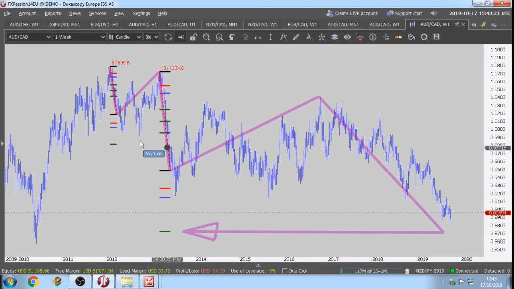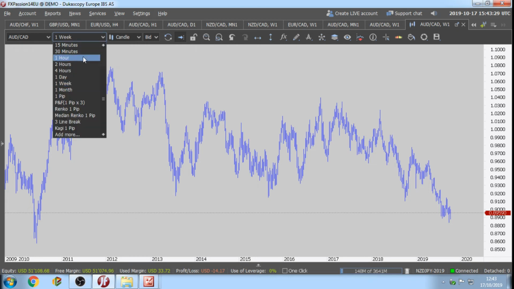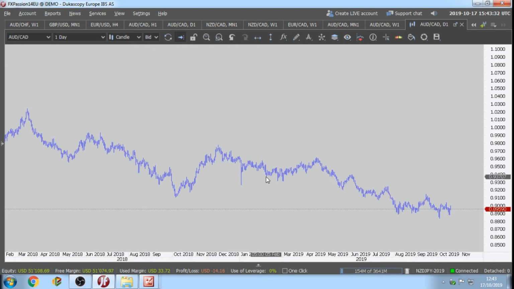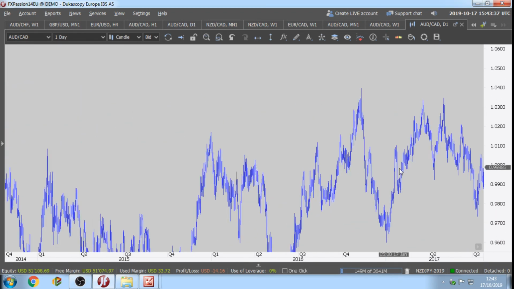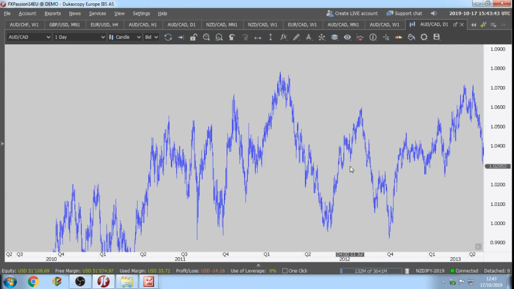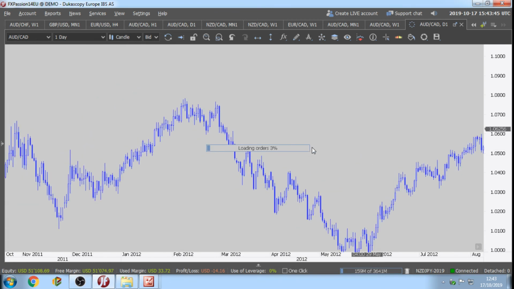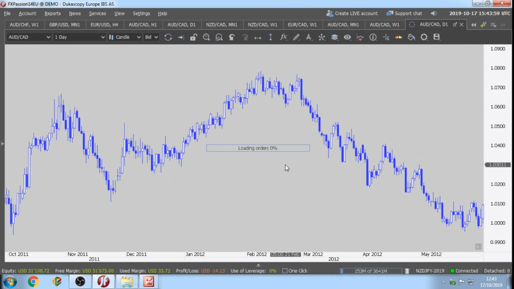Whoops. Everything wrong, everybody. I'm on the weekly. Sorry about that. I need to move to the daily. Same chart, yes, I noticed. It was too easy. Now this is a nice one. There you go, AUD CAD daily chart. Let's wait for the software to respond. Okay, there you go.